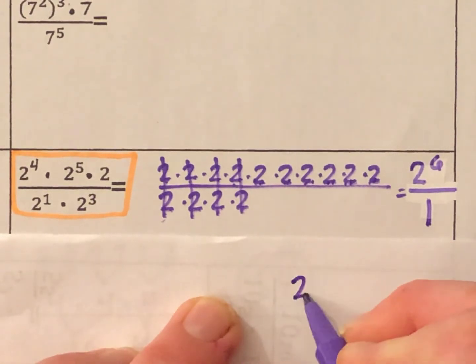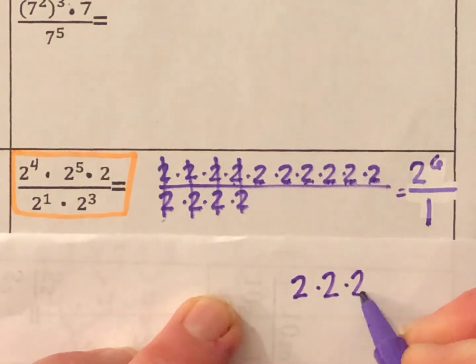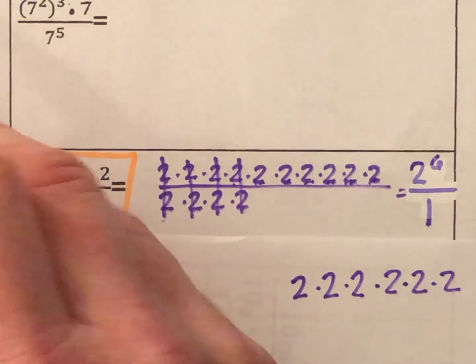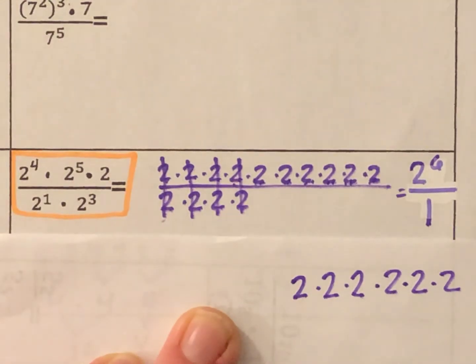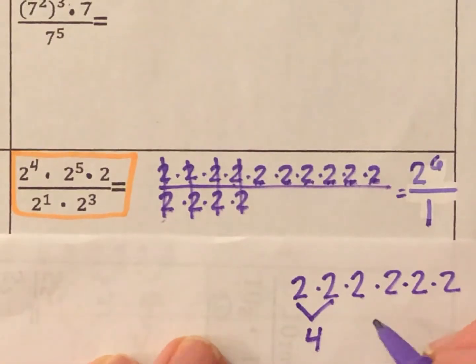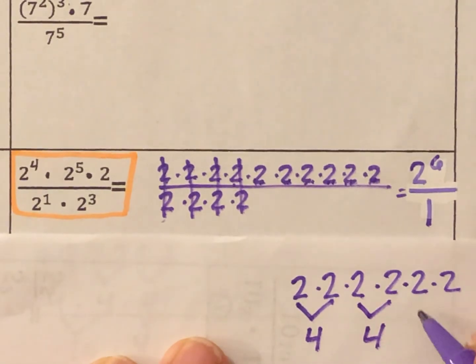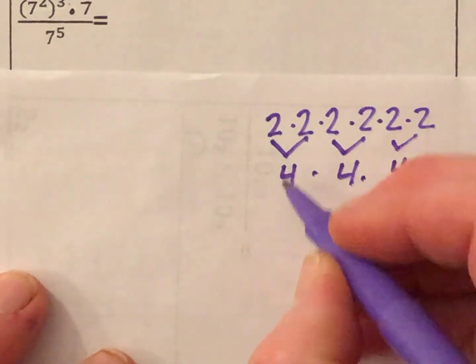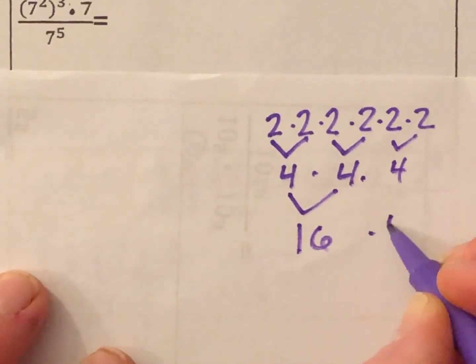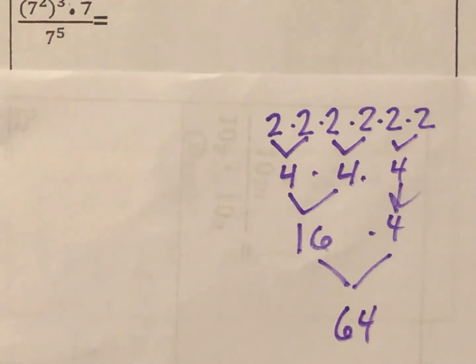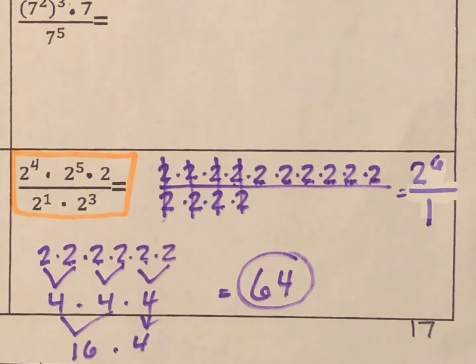So I know that 2 to the 6th power is 2 times 2 times 2 times 2 times 2 times 2. I need to multiply these out because it says to evaluate. It does not say I can write my answer in exponent form. 2 times 2 is 4, 2 times 2 is 4, 2 times 2 is 4. And then 4 times 4 is 16 times 4. That's 4 cubed, which is 64. So my final answer is 64.